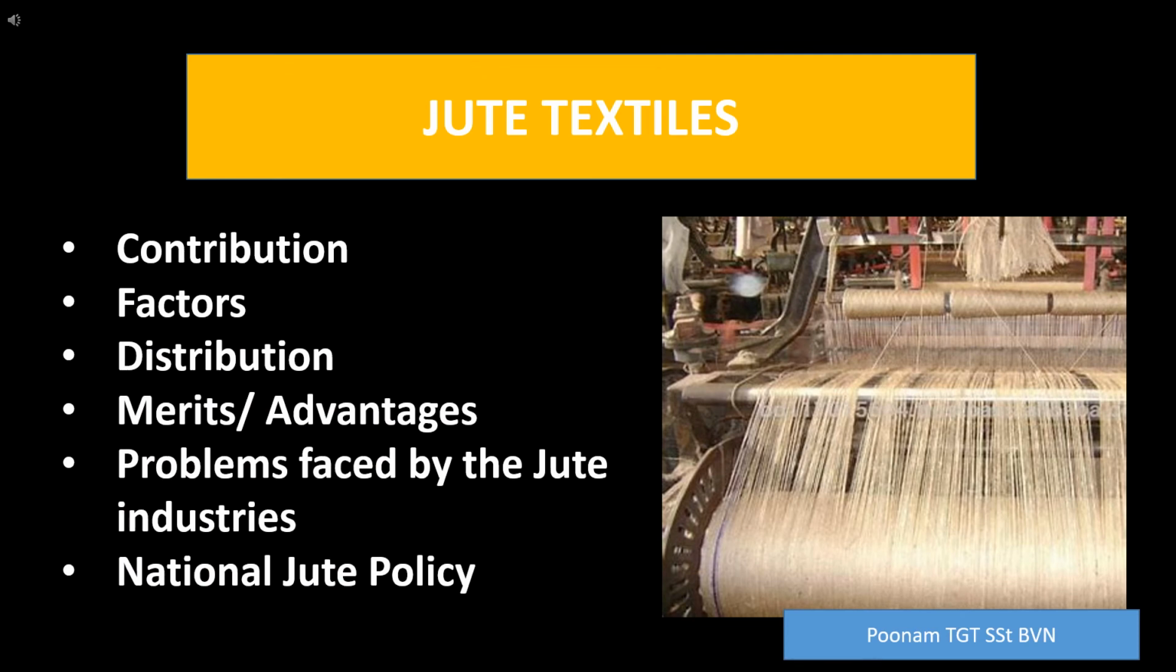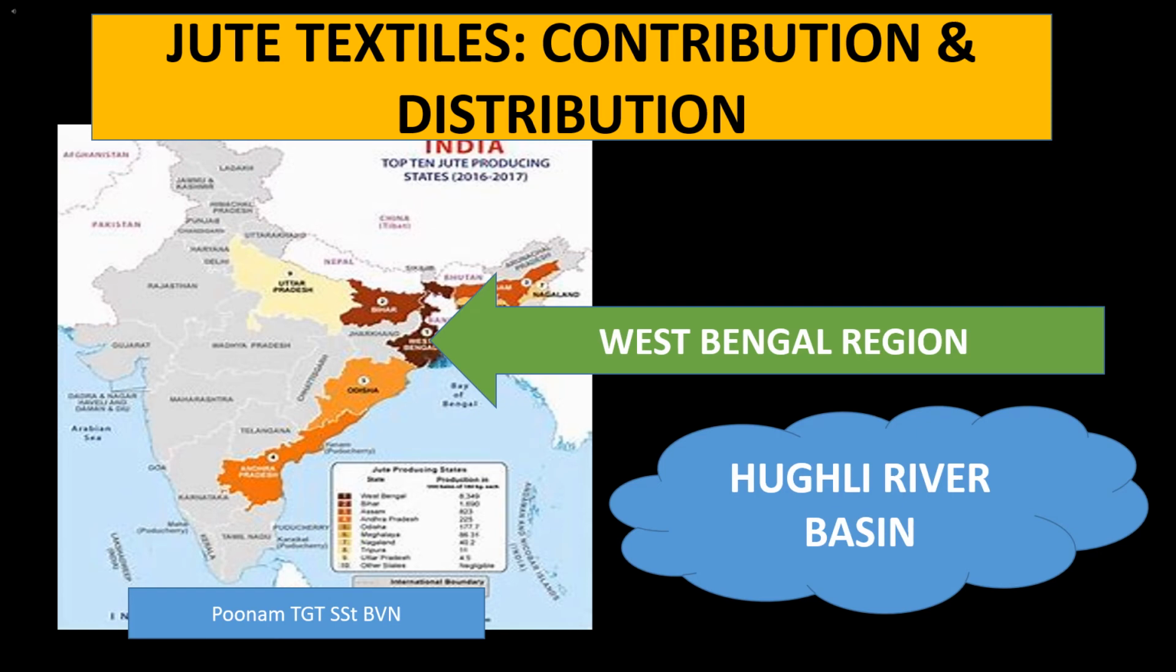The subtopics that we are going to cover under the heading Jute Textiles are: contribution made by the jute textiles, its factors, distribution, advantages, problems faced by the jute industries, and lastly, the national jute policy. The jute textile industry was supporting 3.7 lakh workers directly and another 40 lakh small and marginal farmers who were engaged in the cultivation of jute indirectly.